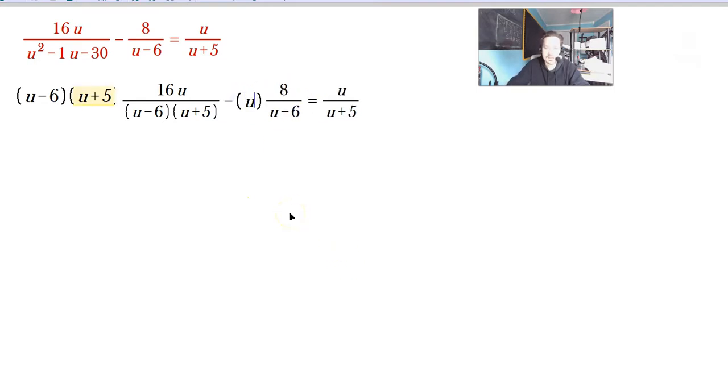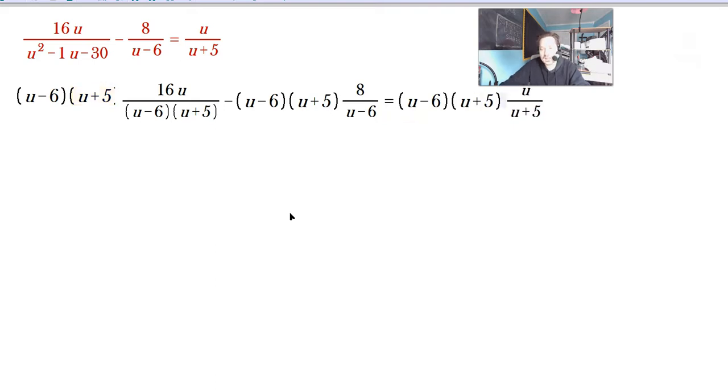So this is usually the longest step. u minus 6 and then u plus 5. Alright, and then next one here, u minus 6 and then u plus 5. Where did I get u minus 6 and u plus 5? Because that's the bottom here in factored form. So when you multiply by u minus 6 times u plus 5, you're going to clear as many fractions away as possible. That's why you have to do it this way.